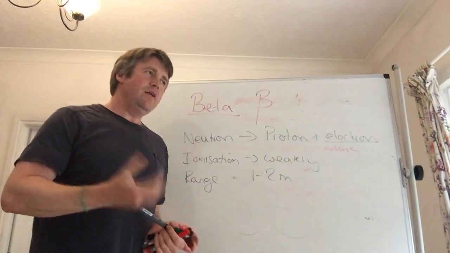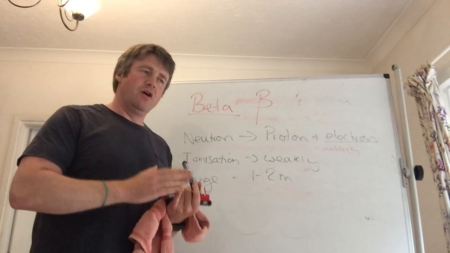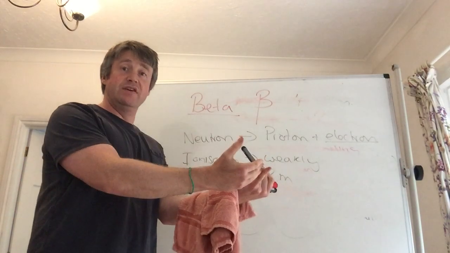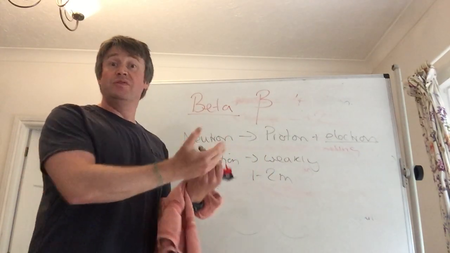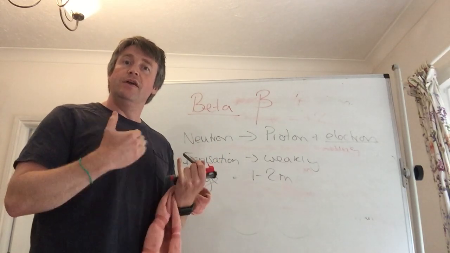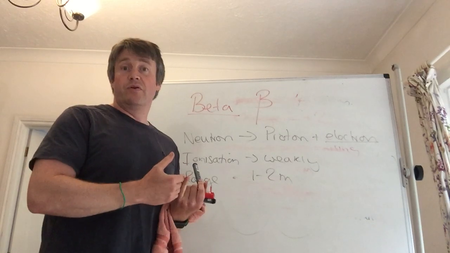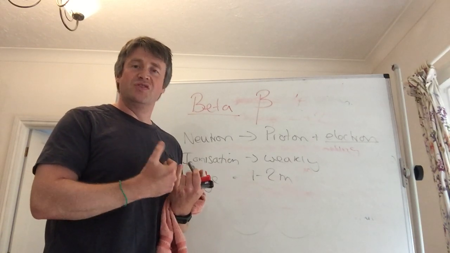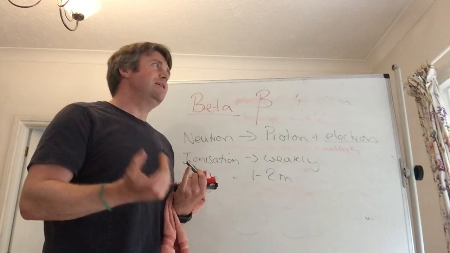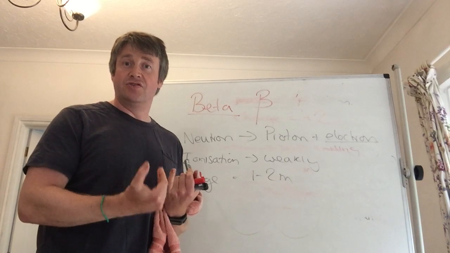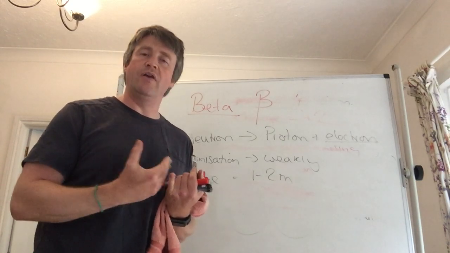So where alpha can only travel 1 to 2 centimetres in air, this can travel 1 to 2 metres, which makes it more dangerous than alpha if you're further than 2 centimetres away from the source. So this comes into exam questions quite a bit. They talk about which is the most dangerous, or how the danger of the 3 types of ionising radiation changes as you move further away from a sample.